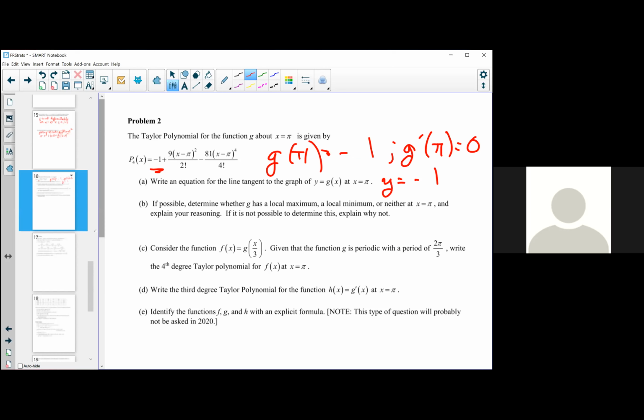Okay. So then part B of this problem asks whether g has a max, a min, or neither at pi, and explain your reasoning. If it's not possible to determine whether you have a max or a min, explain why not.